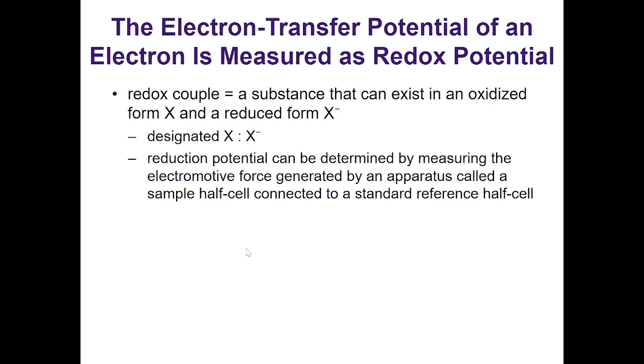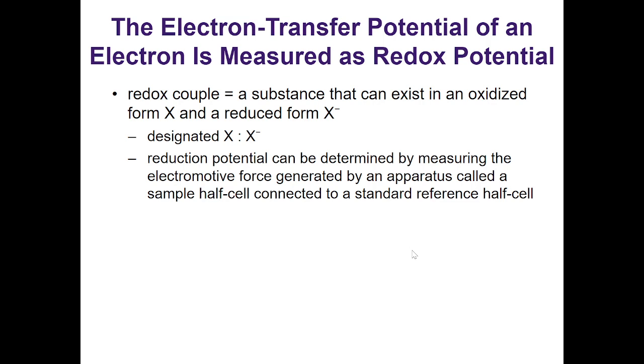The reduction potential can be determined by measuring the electromotive force generated by an apparatus. This is called a sample half cell, connected to a standard reference half cell. Does this sound familiar? Remember when you did batteries and half cells back in Gen Chem 2, they had a semi-permeable membrane that allowed the free exchange of anions across it. We have something similar in this case, a semi-permeable membrane that we can exchange across. That's actually what you're seeing here.